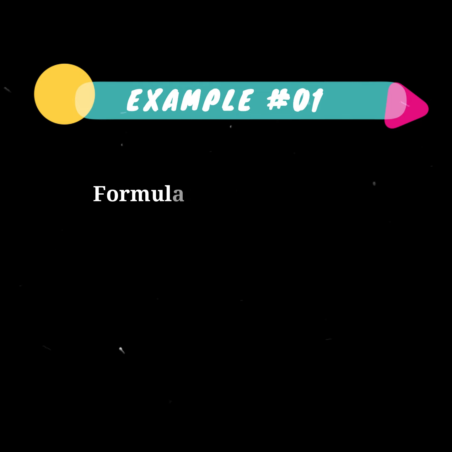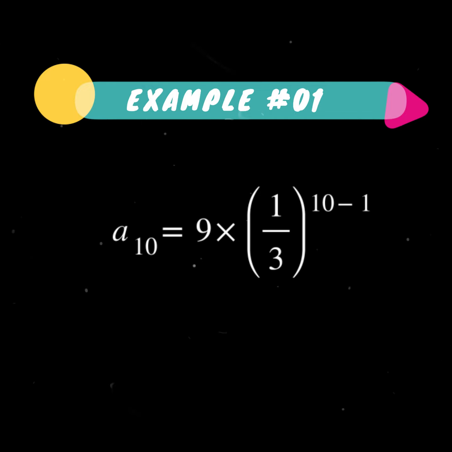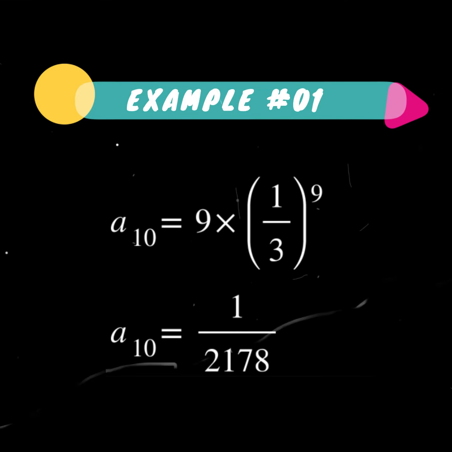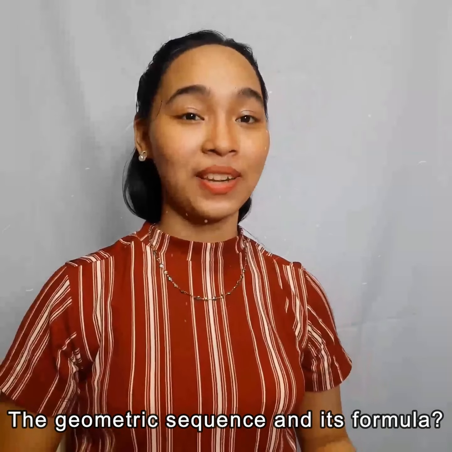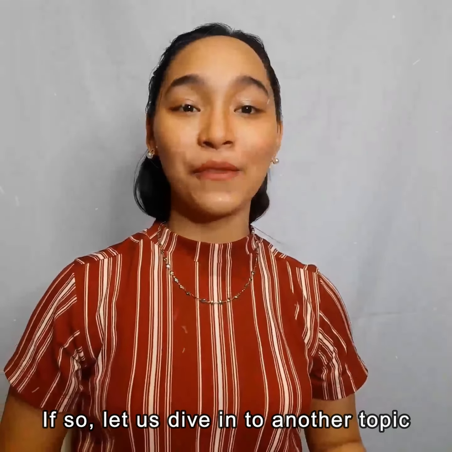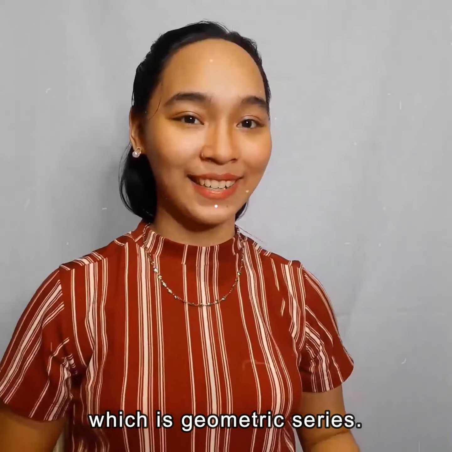The formula we are going to use is a sub n equals a sub 1 times r raised to n minus 1. After substituting our given terms to the formula, we have a sub 10 equals 9 times 1/3 raised to n minus 1. After calculating in the proper order, we will have the final answer. A sub 10 is equal to 1 over 2178. Did you understand well the geometric sequence and its formula? If so, let's dive into another topic, which is geometric series.